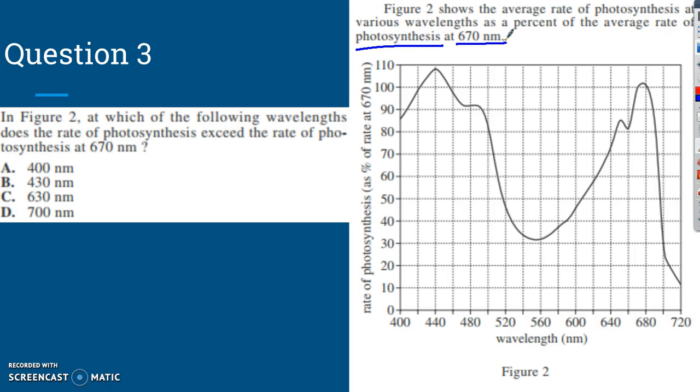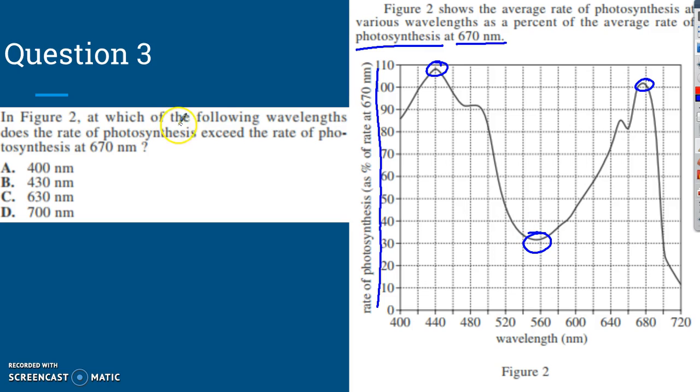Let's see, average photosynthesis of various wavelengths as a percent of the average rate of photosynthesis at 760 nanometers. So it's a percentage now. Rate of photosynthesis percentage. So it looks like we have a higher percentage over here and a higher percentage over here and lower percentages down here. So that's something we might want to look at.